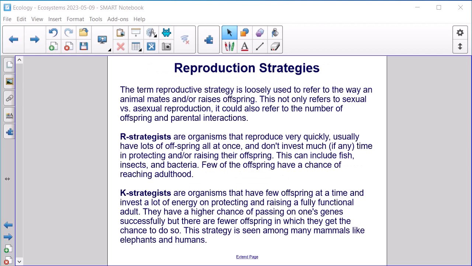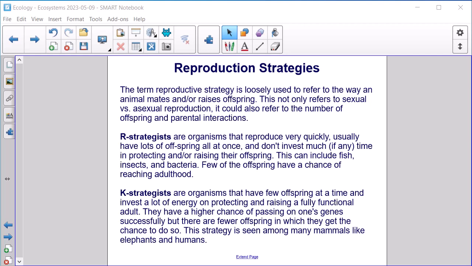Reproduction strategies. The term reproductive strategy is loosely used to refer to the way an animal mates and/or raises offspring. This not only refers to sexual versus asexual reproduction, it could also refer to the number of offspring and parental interactions. R strategists are organisms that reproduce very quickly, usually have lots of offspring all at once, and don't invest much, if any, time in protecting and/or raising their offspring. This can include fish, insects, and bacteria. Few of the offspring have a chance of reaching adulthood.